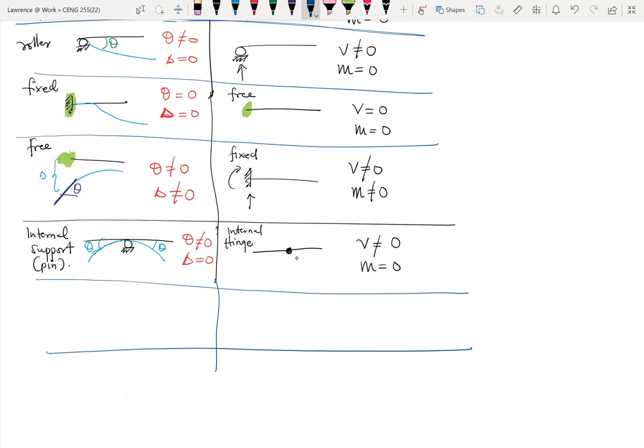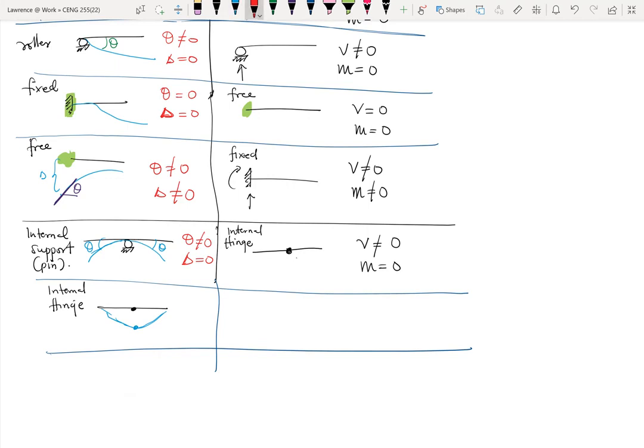So what if the beam has an internal hinge, instead of an internal support? An internal hinge means that this is what we have. Now when you apply the load, typically this is how the bending looks. It kind of bends into two, downwards like that.